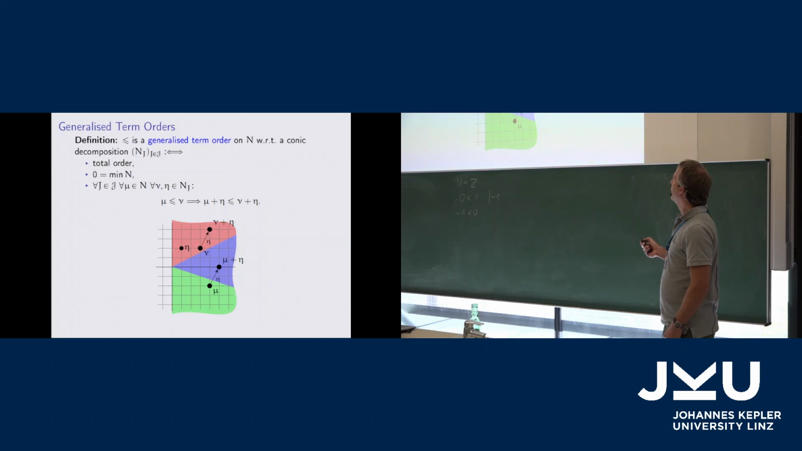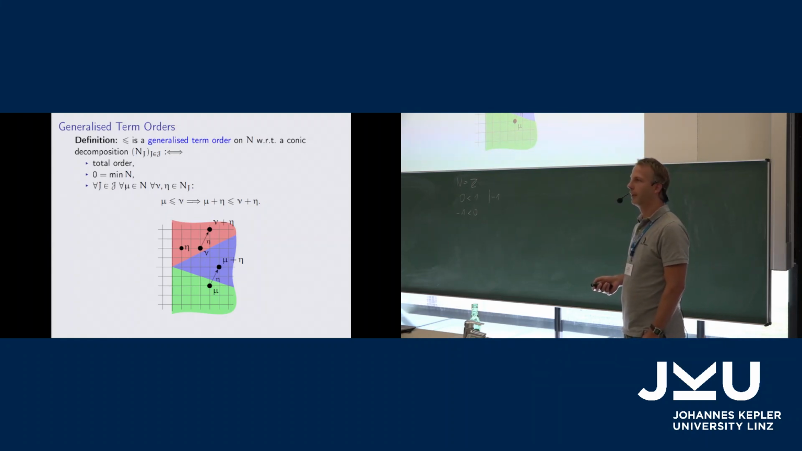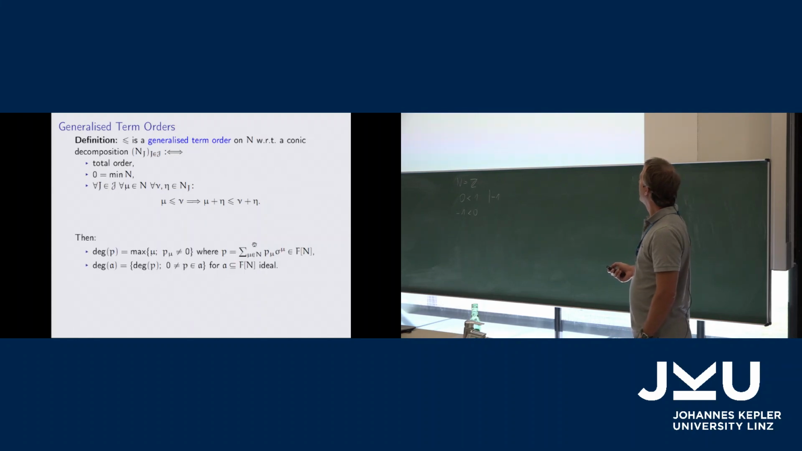Such an inequality is preserved only if you add on both sides an element which is in the same of these pointed monoids as the larger one. So the important thing here is that nu and eta are both in the red shaded area, and this suffices. We can define the degree of an element of the monoid algebra.